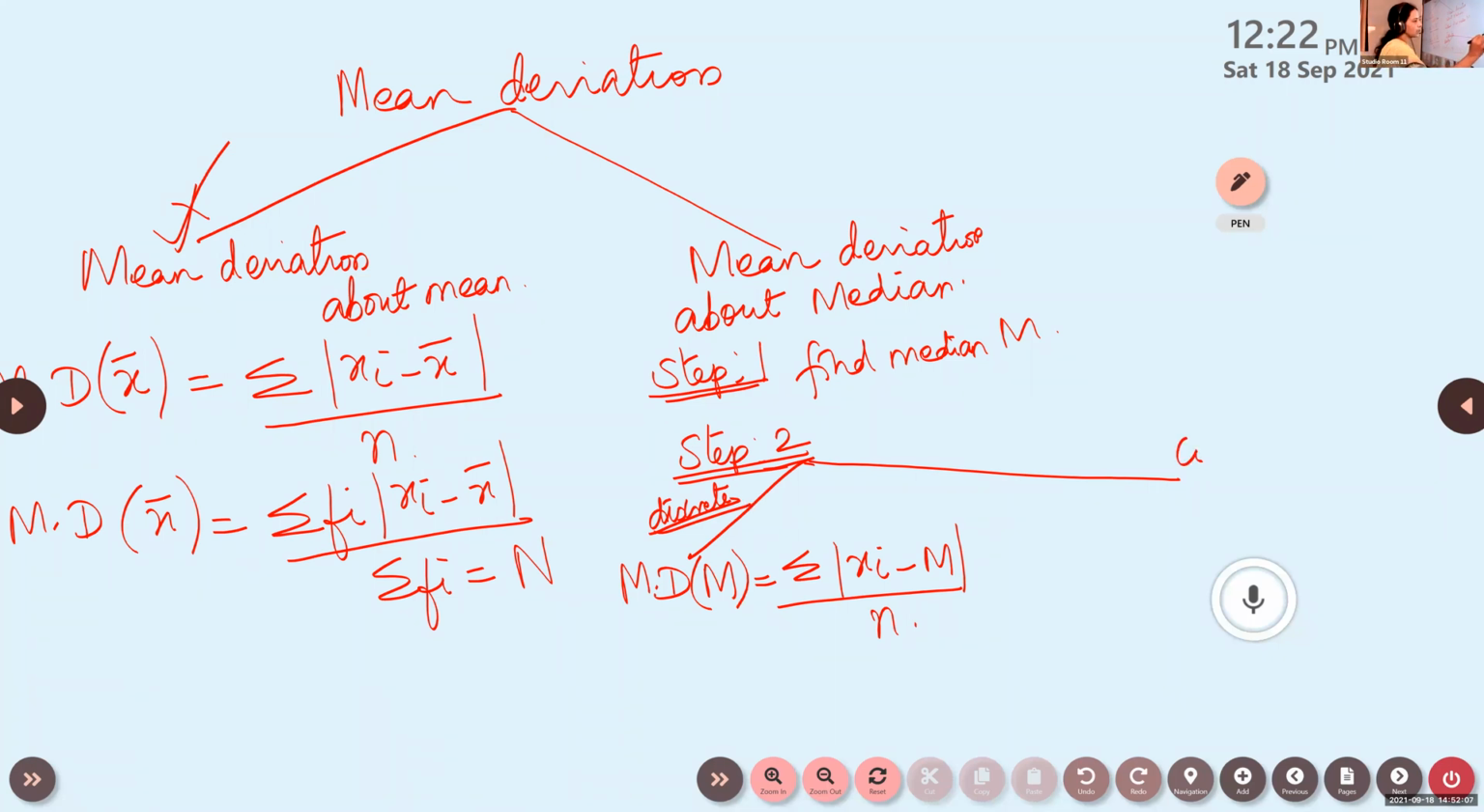If it is continuous or some frequencies are given, means in that case, mean deviation about median is equal to, method is same, sigma fi into modulus of xi minus M by sigma fi. Instead of mean, we will subtract median. Fi into xi minus M by sigma fi. Is it okay? Is it clear, children?